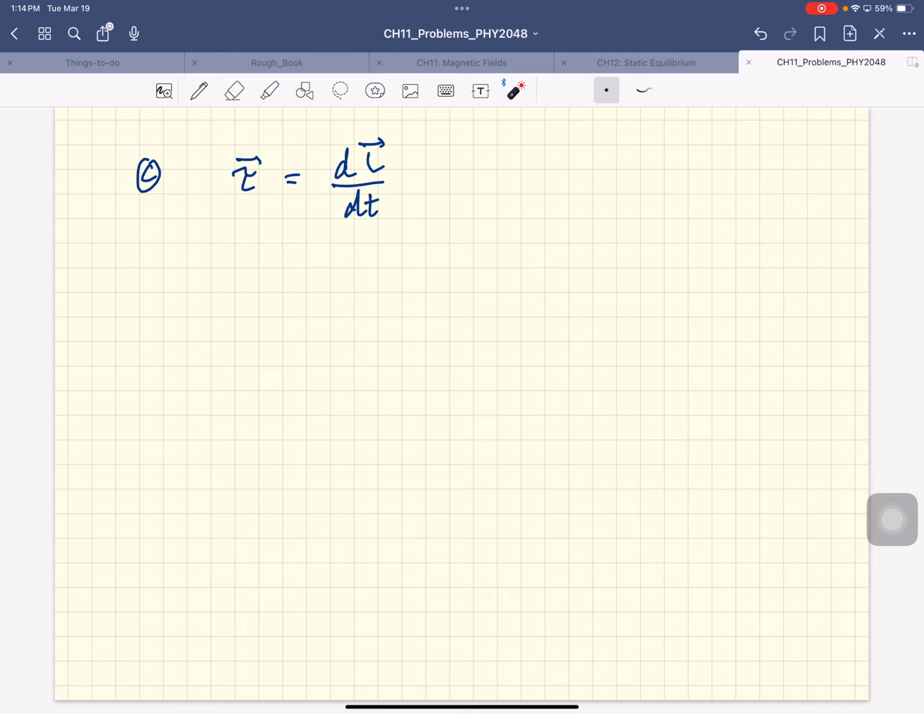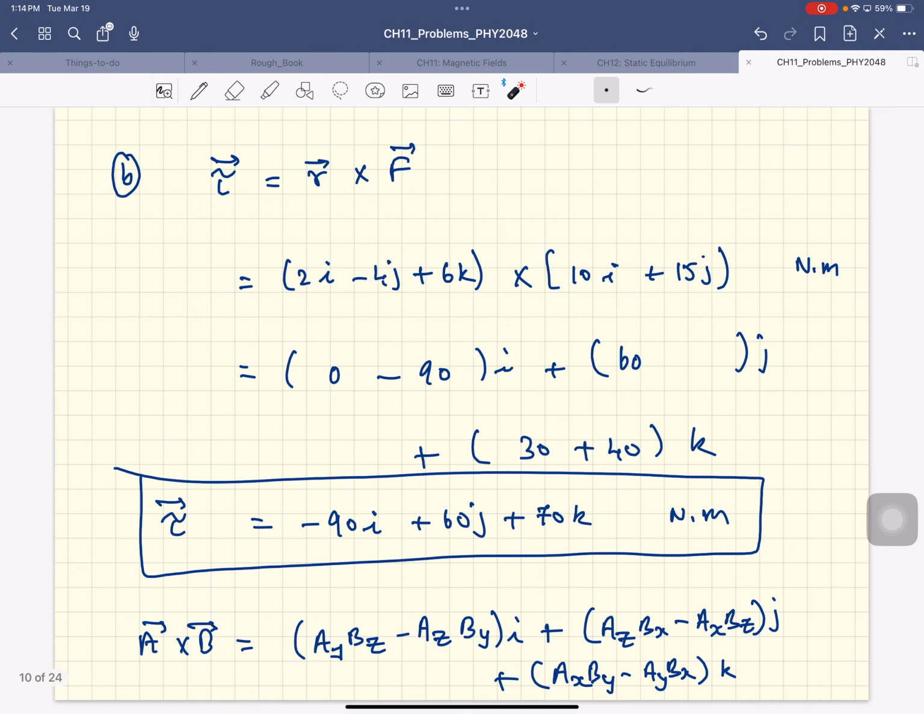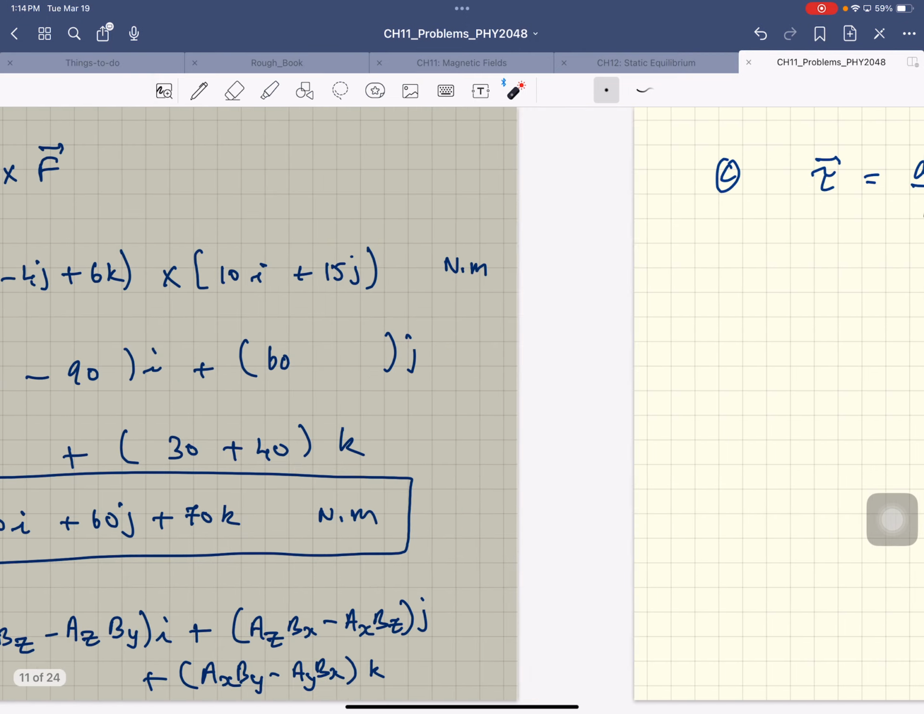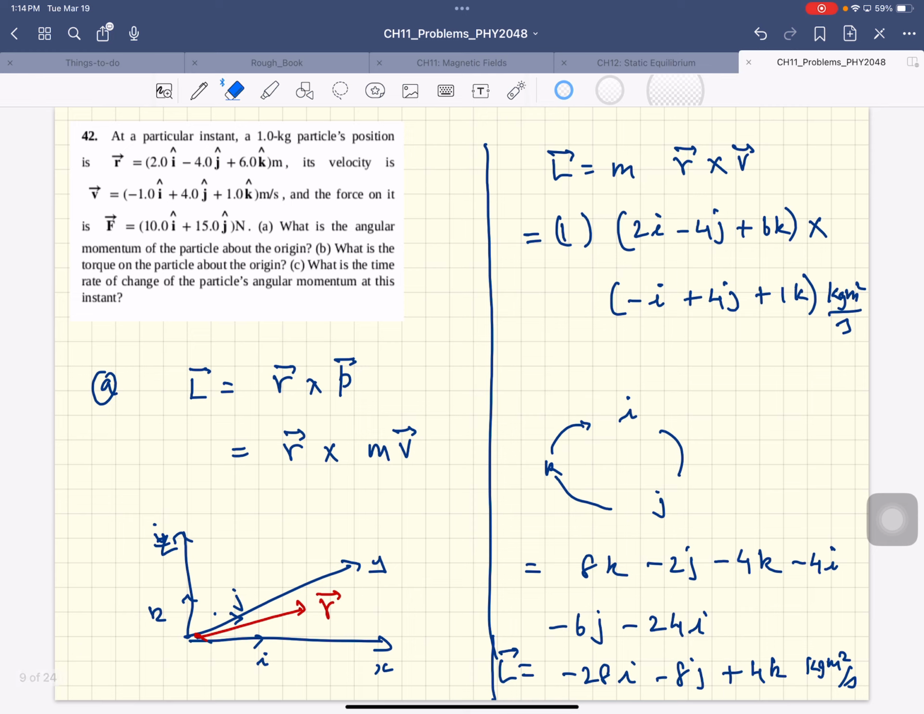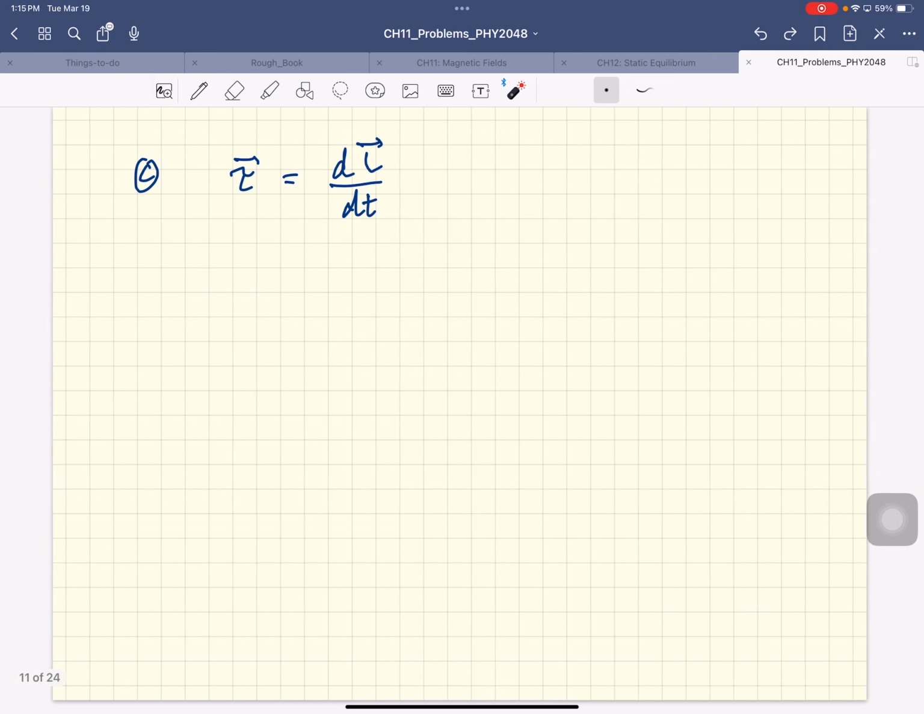How would you write the units for the time rate of change of angular momentum? Okay, so torque is Newton meter, right? Angular momentum, what are the units for angular momentum? Kilogram meters squared per second. Yeah, and then if you divide that by second, kilogram meter per second squared is newtons, and that would be Newton meter. So it all works out. Thank you.